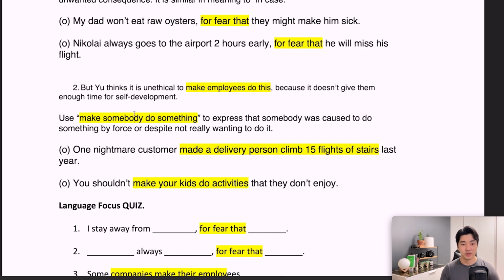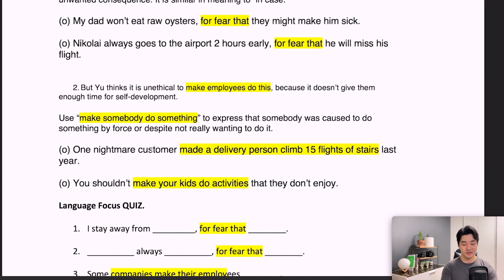Alright. So if we look at our first example here, one nightmare customer, meaning bad customer, made a delivery person climb 15 flights of stairs last year. "작년에 한 진상 손님은 배달원을 15층 계단을 오르게 만들었습니다." Yeah, actually, I think that's a real example. I think I heard something about that once. Yeah, what a bad customer. So yeah, a nightmare customer just means a really bad customer.